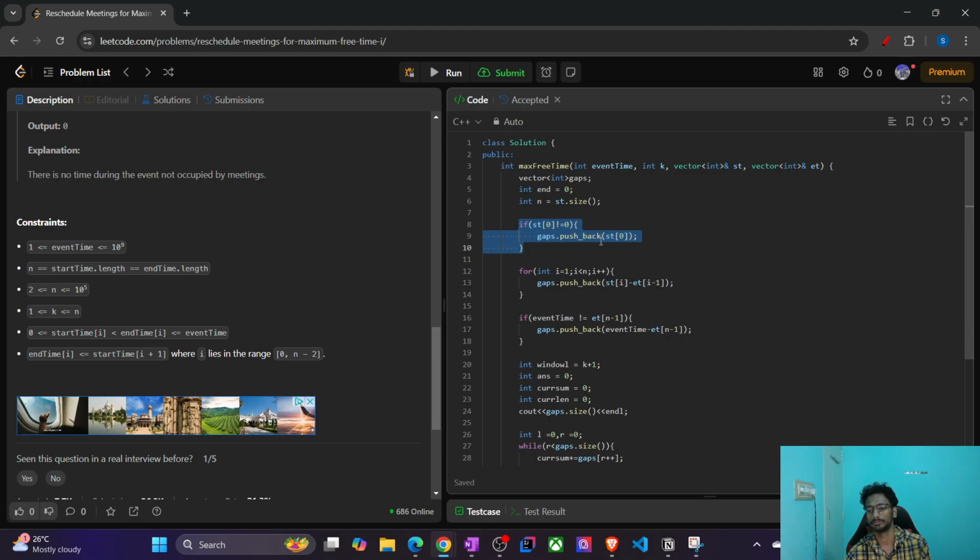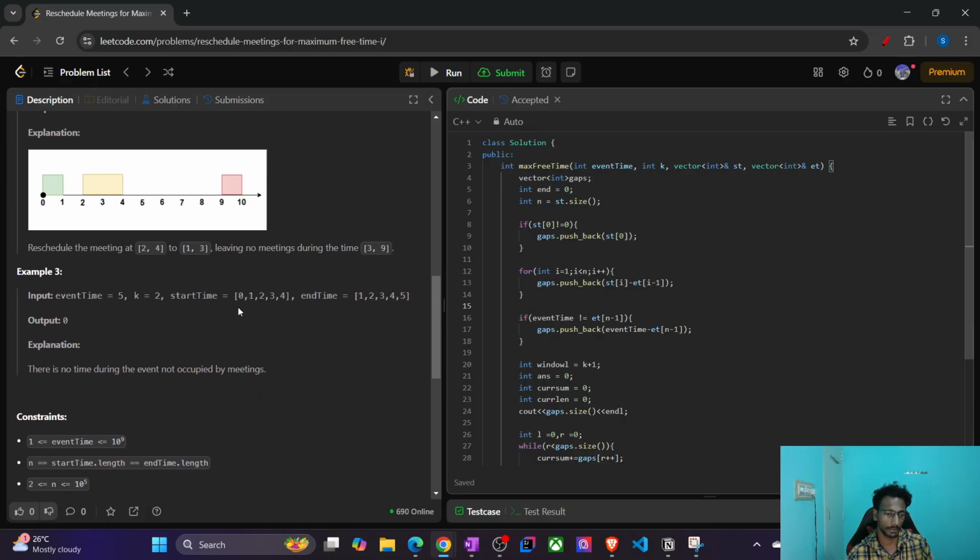Then I take the gap. The gap will be the starting time of that event minus 0. That minus 0 is not affecting anything, so I have not written that code. Now I am calculating the gaps between two adjacent events, starting from i equal to 1, i less than n. So I will find the gap between i and i minus 1: gaps.push_back of the starting time of the current event minus the ending time of the previous event. This will give us the gap between the previous event and the current event.